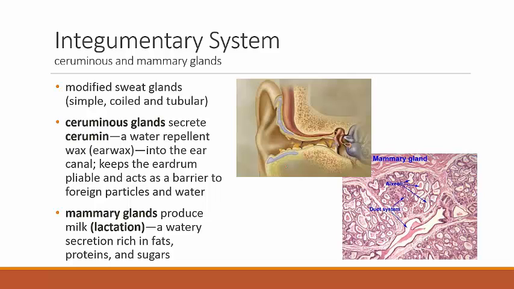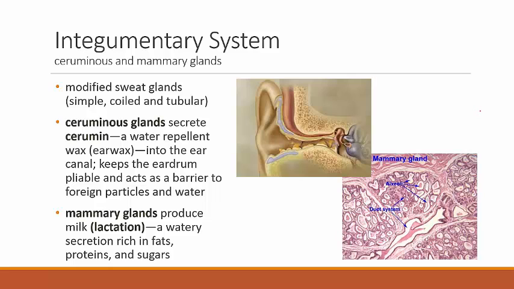It also helps to keep the eardrum pliable. It kind of moisturizes the eardrum and can act as a barrier to foreign particles getting in. And depending on genetics, some people produce very dry, flaky earwax. Others produce a really wet, kind of oily earwax. So depending on the person, the consistency of the earwax that's produced can be different.